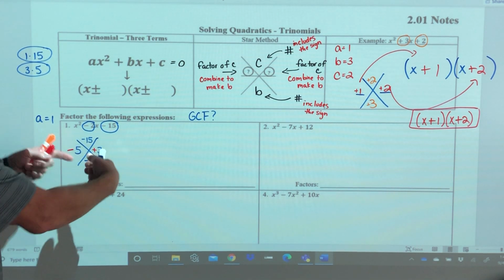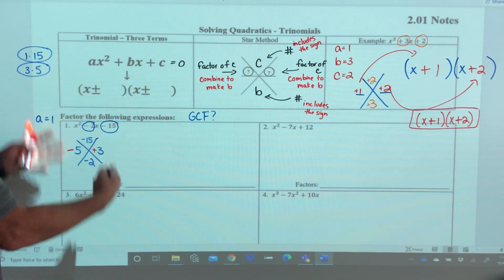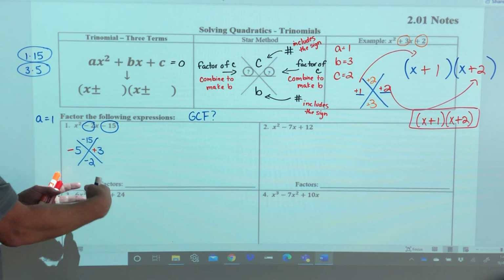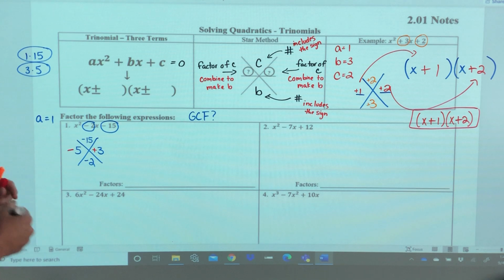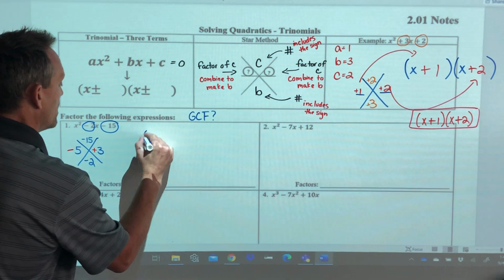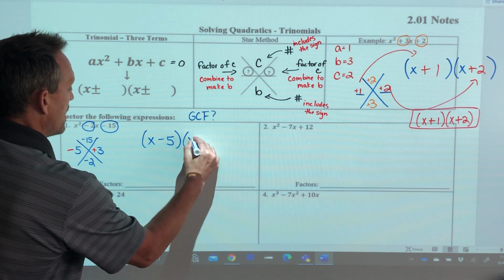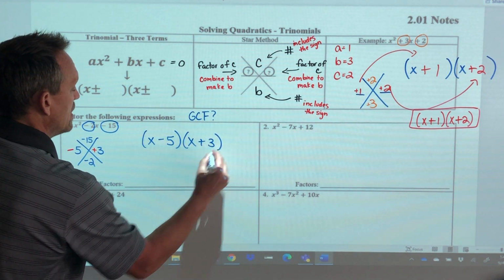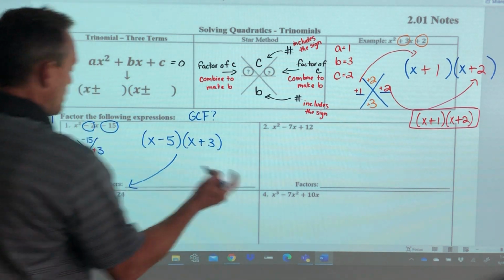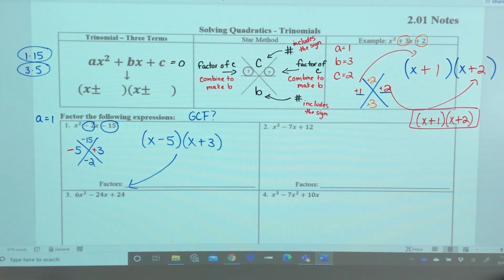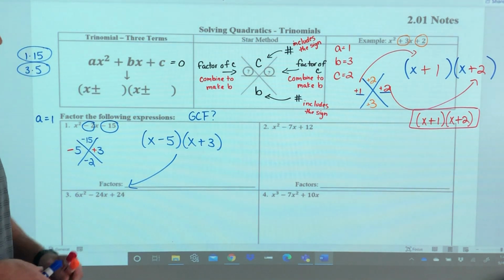So I found 2 factors that multiply to give me C, and 2 factors that add together to give me B. Now I can just plug them within my little formula, which is x minus 5, x plus 3. And these are your factors. You write that on the line. Not a lot else to do there. That's it.